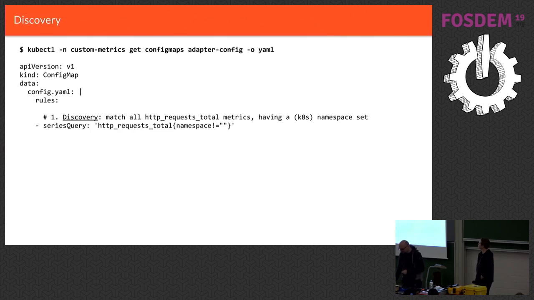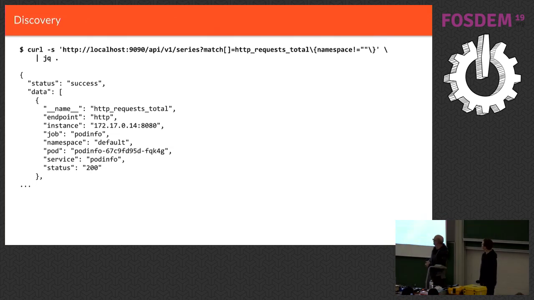When you take this HTTP requests total, namespace is not empty, and stitch it into this series API discovery endpoint of Prometheus, you will get a nice list of metrics that will be fetched from the Prometheus adapter. In this case, HTTP requests total, and in the selector, we specified namespace to be not empty in the hope that these metrics are somehow related to Kubernetes, right? And it depends upon you to specify those selectors as explicit as possible in order not to have false positives and fetch metrics which don't have to do anything with Kubernetes at all.